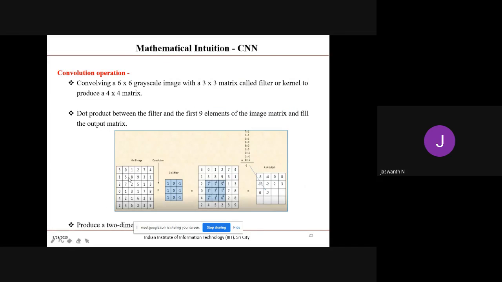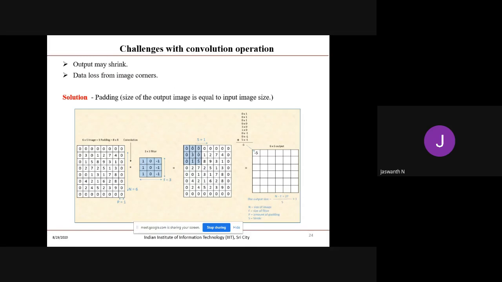You can see it's clear that you have taken a 6 cross 6 image, and you are simply going to take a 3 cross 3 filter and convolve it based on the amount of stride, that is the movement you make, and finally you end up with a 4 cross 4 dimension image. But the problem is, you may miss some amount of sharpening information in the outermost edges. To avoid this, you have a concept called padding.